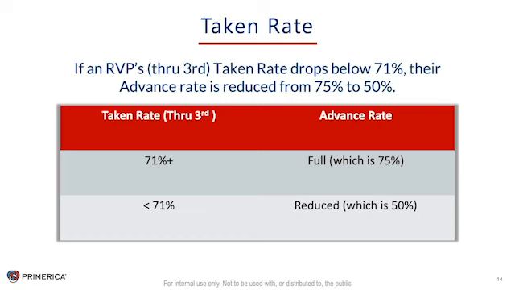There are places where we need to make sure you understand what could be some concerns when we see somebody's take-in rate drop significantly. One of the things we do as a company is look at an RVP's trailing third take-in rate. If that take-in rate drops below 71%, we change an RVP's advance rate from 75% to 50%. This really is to say, hey, there's something going wrong with your applications turning into a policy. We need to get your attention.